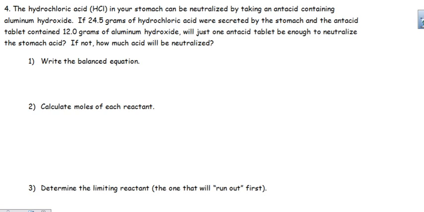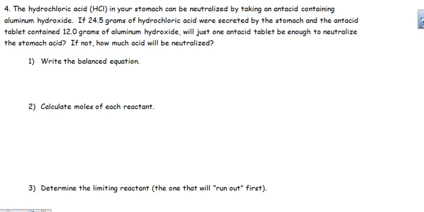The hydrochloric acid in your stomach can be neutralized by taking an antacid tablet containing aluminum hydroxide. Antacids are bases. Stomach acid really is hydrochloric acid. And so I think we mentioned earlier that bases often contain hydroxide. So the aluminum hydroxide is a base that can neutralize the acid in your stomach. Okay, that's all I care about right away.